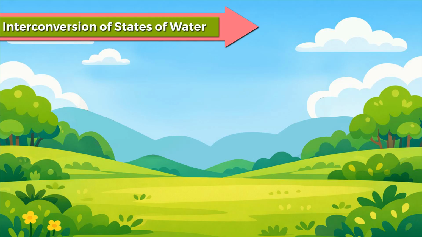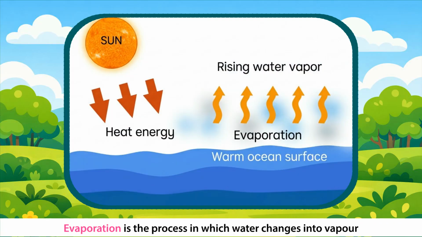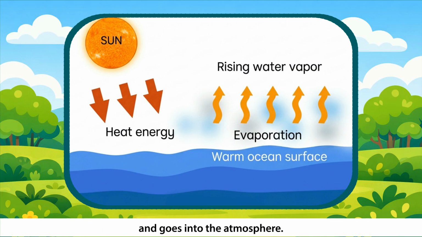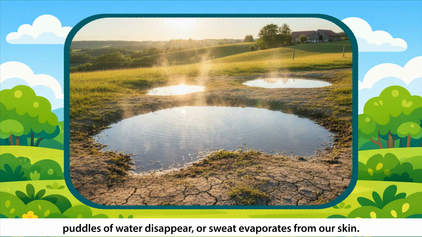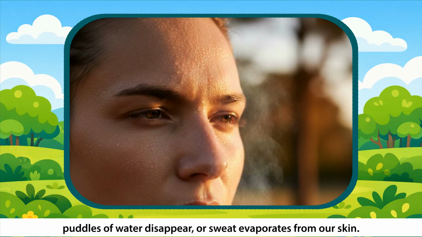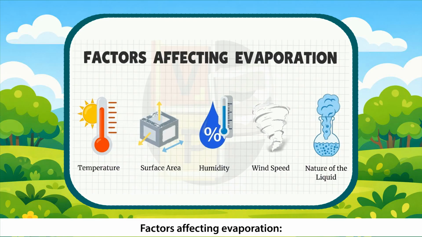Interconversion of states of water. Evaporation. Evaporation is the process in which water changes into vapor and goes into the atmosphere. It happens all around us, like when clothes dry in the sun, puddles of water disappear, or sweat evaporates from our skin.